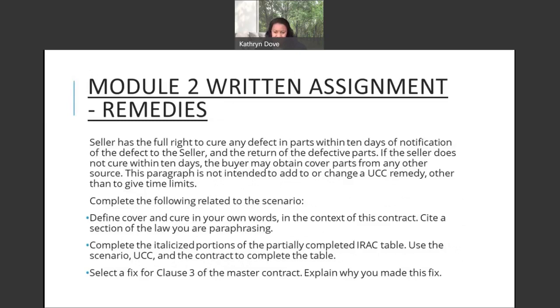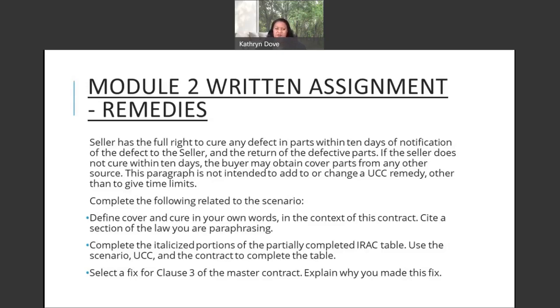So, the written assignment is telling you the seller has the right to cure any defect in parts within 10 days of notification of the defect to the seller and the return of the defective parts. The seller does not cure within 10 days. The buyer may cover parts from any other source. This paragraph in the contract is not intended to add or change any UCC remedies that would otherwise be available, just giving a time limit for the period of cure.